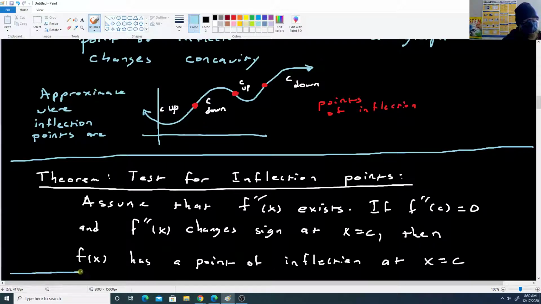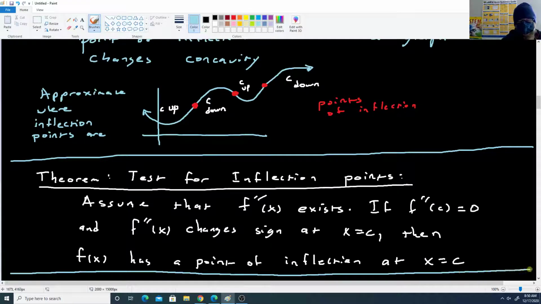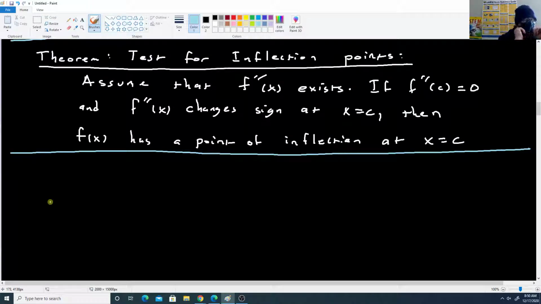So basically what this is saying is if your second derivative is 0, and the second derivative flips from positive to negative, or from negative to positive, then you have a point of inflection. Because remember, if the second derivative is positive, then you're concave up. If your second derivative is negative, you're concave down. So we're basically saying if the second derivative is 0 and you change from either concave up to concave down or concave down to concave up at the c value, then that c value is a point of inflection. So we're going to do an example that uses these ideas, and then we'll look at a few more examples.